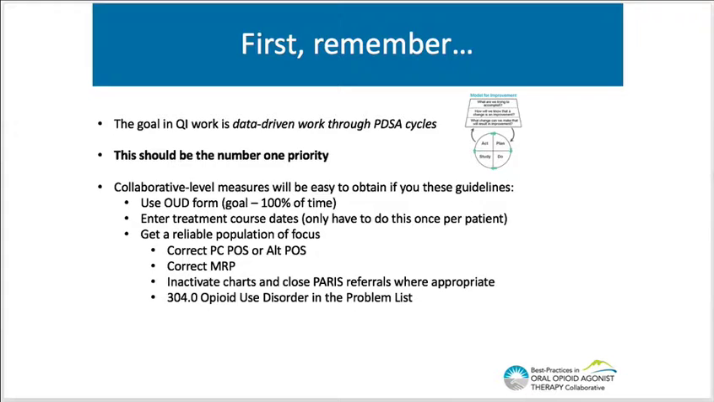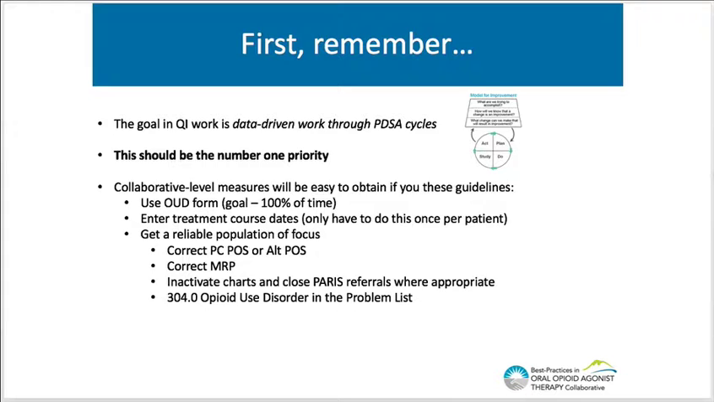If you follow a few simple guidelines that I've listed below here, the collaborative level measures should be easy to report. So the goal is using the OUD form 100% of the time, and we need the treatment course dates set at least once per patient. Okay, so that will allow us to calculate our outcome measures of OAT access and OAT retention.